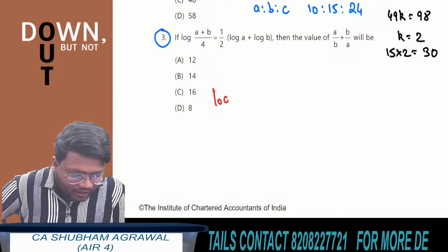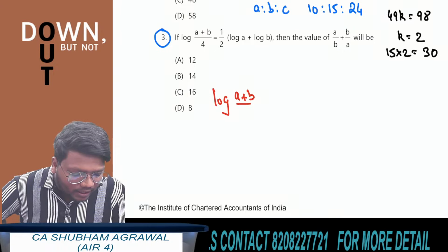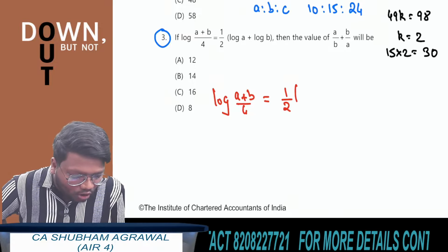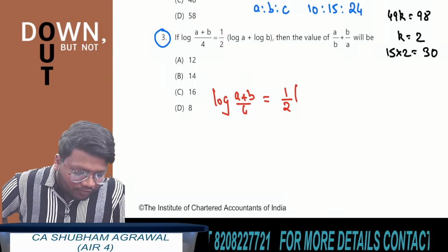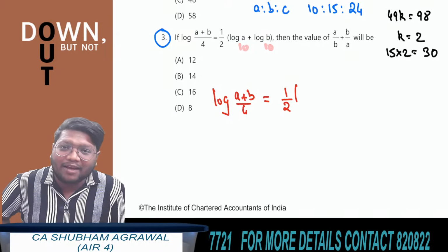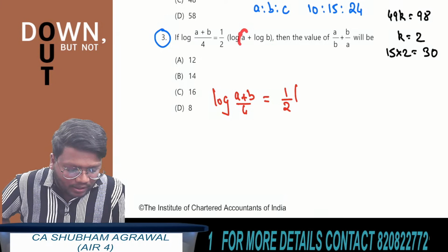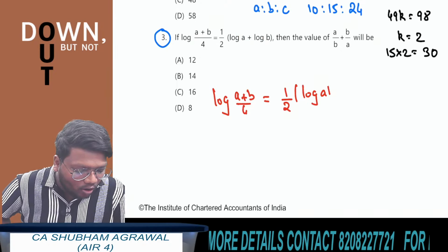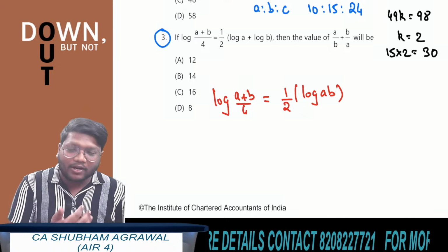Now here see how to solve this question. It is given that log of (a plus b) upon 4 is equal to 1 upon 2 multiplied by (log a plus log b). Here we have to take base of both the logarithms as 10. Base is the same and we are adding the logarithms. It means we have to multiply this a and b. So we can write it as 1 upon 2 multiplied by log AB. I hope all of you have understood this step.